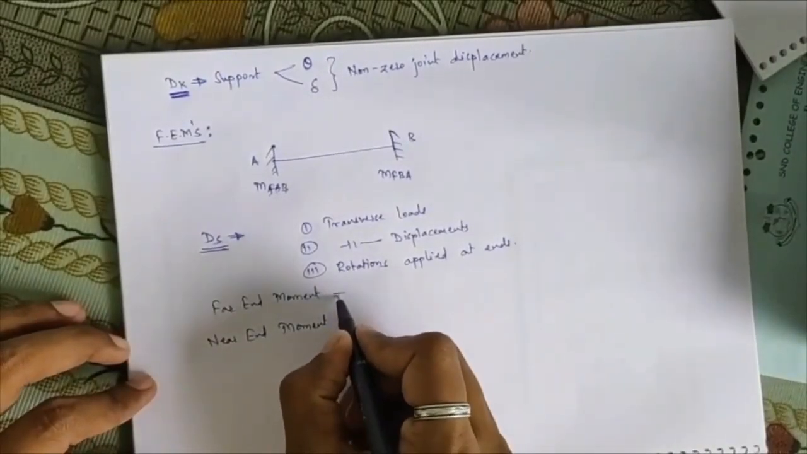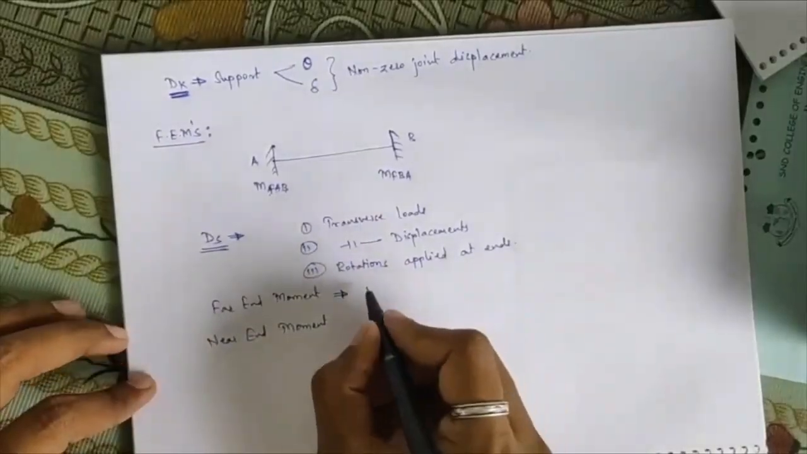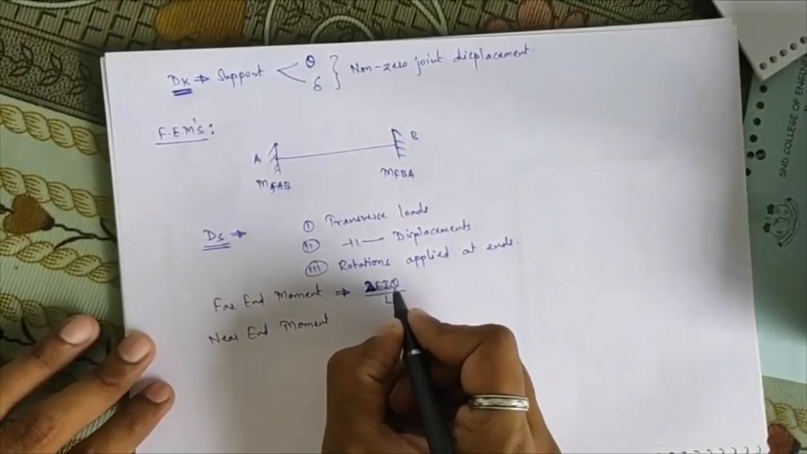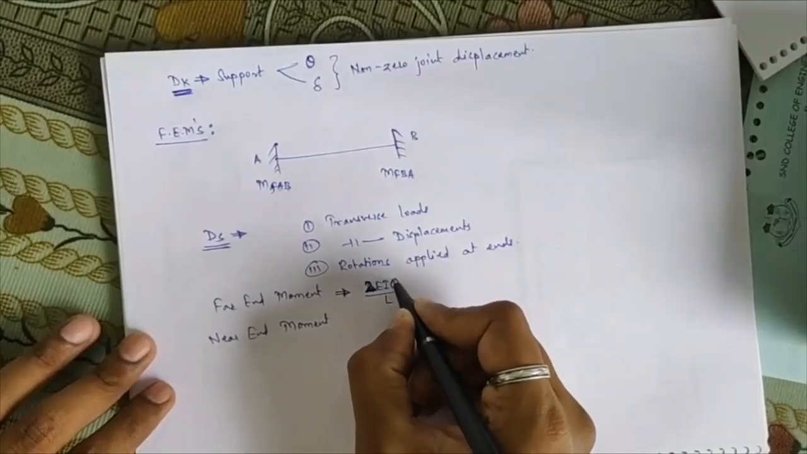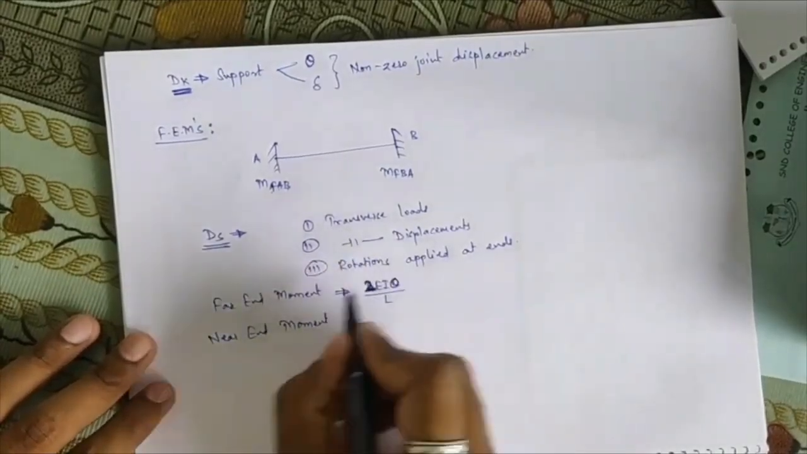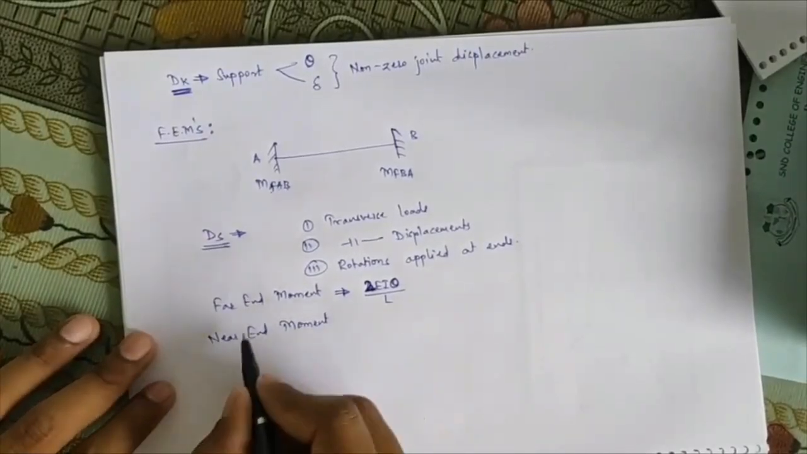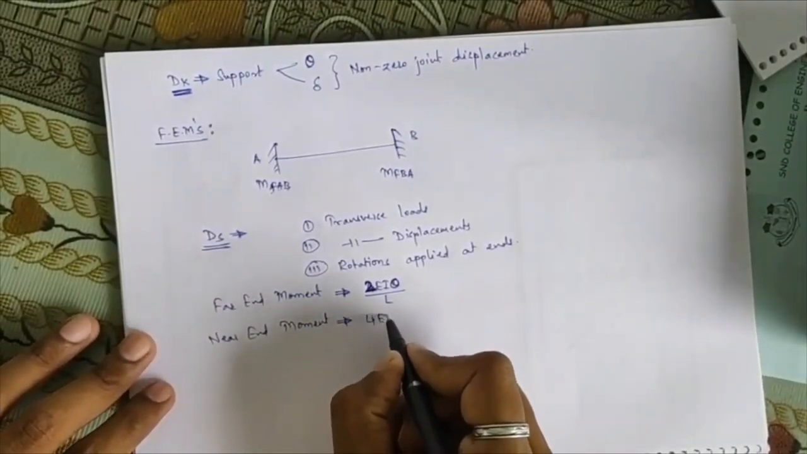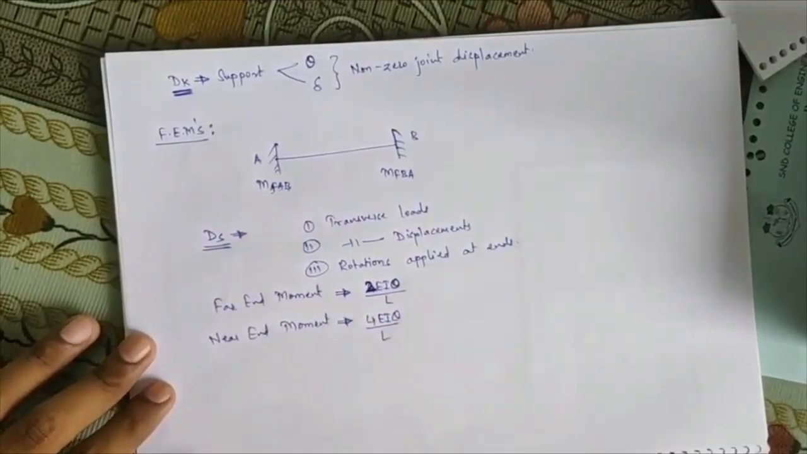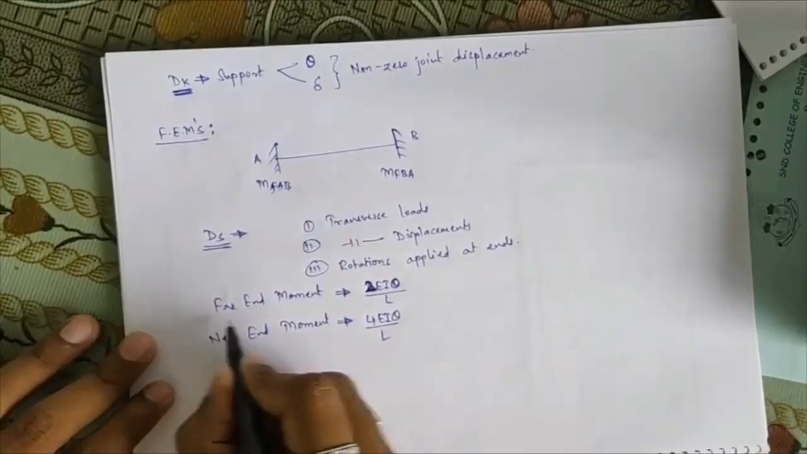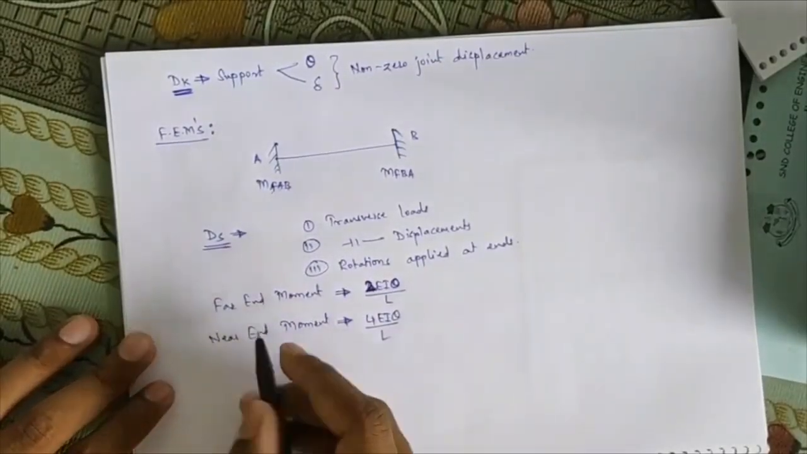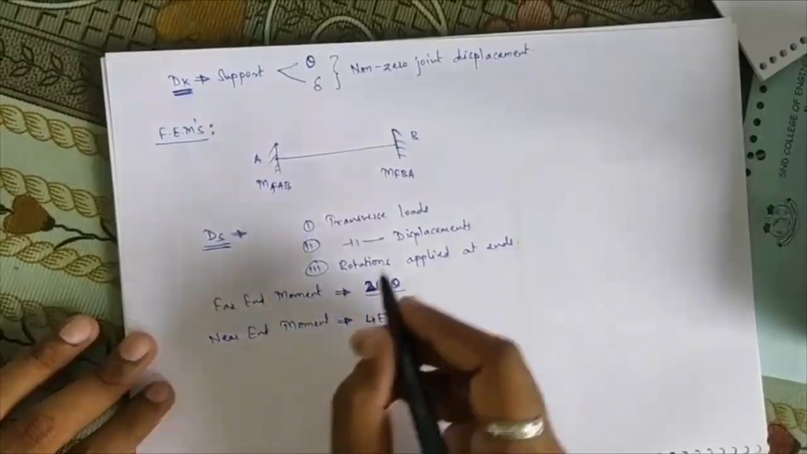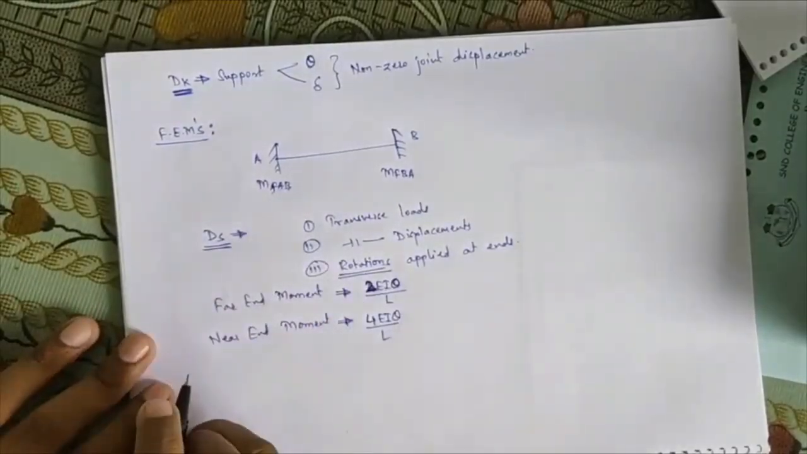Okay, so for the far end, considering the slope, the far end moment is equal to 2EIθ upon L, where θ is the slope occurring at that particular end. Whereas the near end moment will be twice of this, that is 4EIθ upon L. Remember these two conditions always: far end moment is 2EIθ upon L, while near end moment is 4EIθ upon L. These are the moments occurring due to rotation applied at the ends.